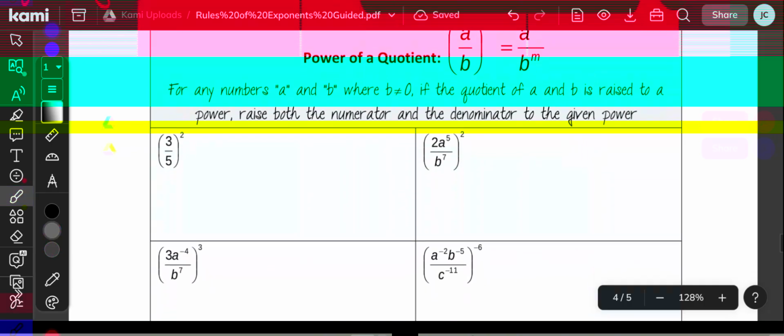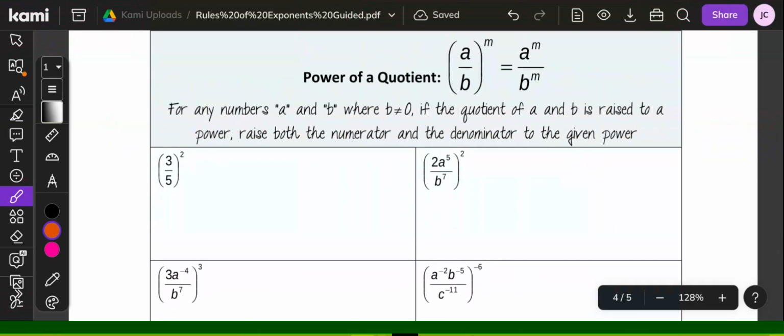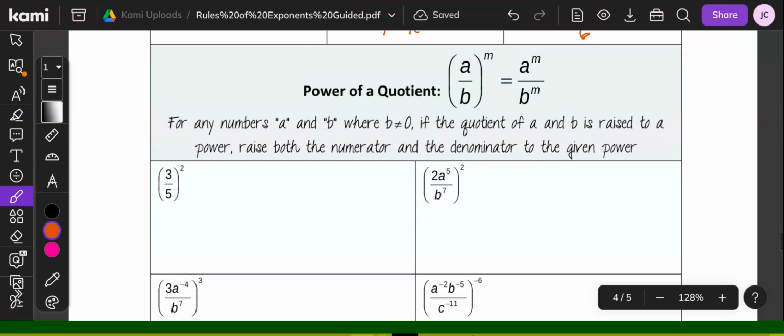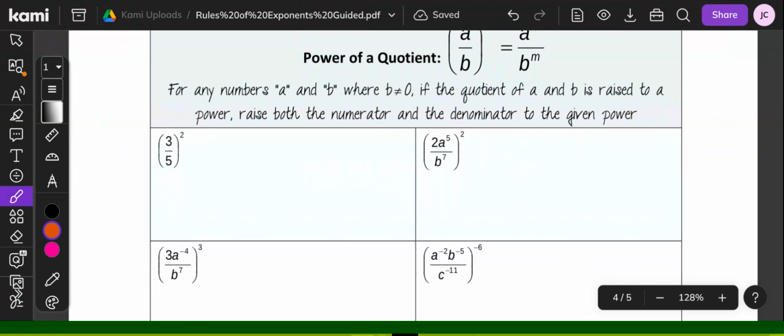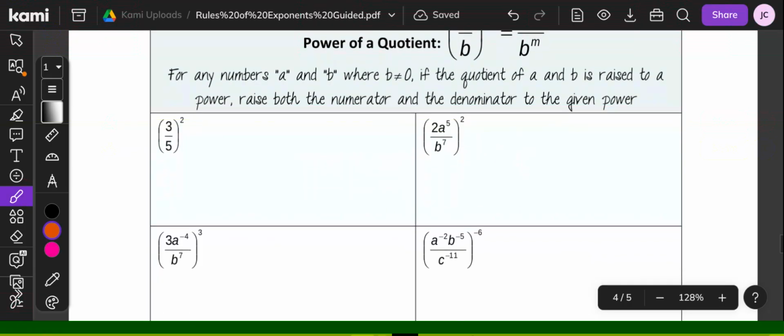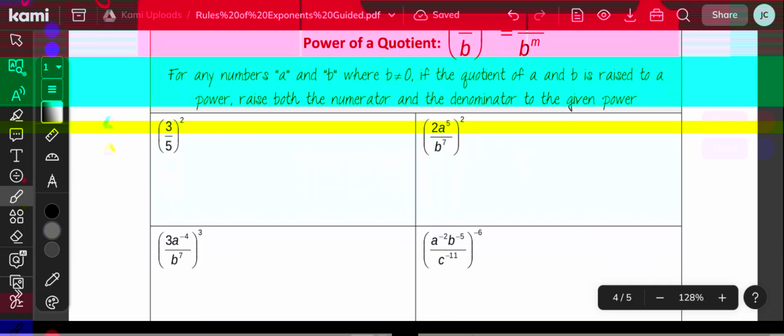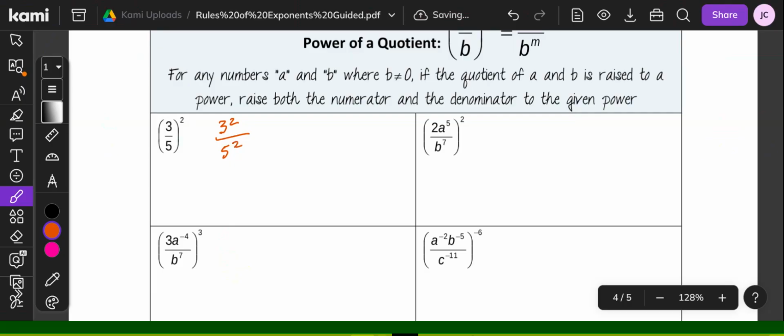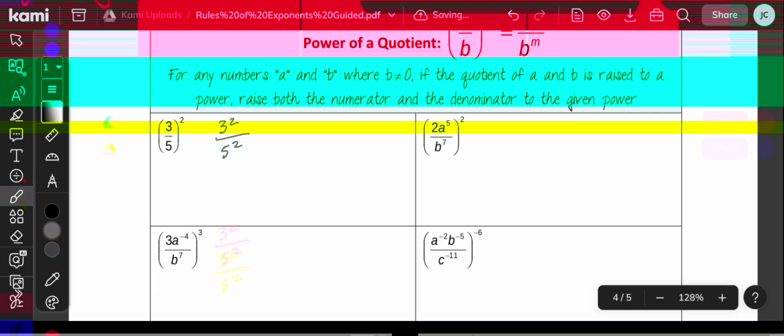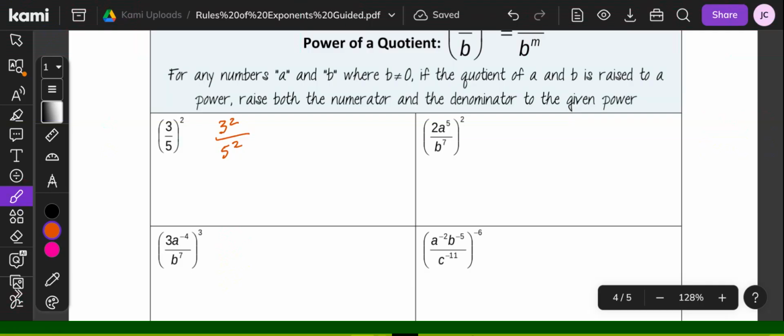Okay, and when we have division, and there's parentheses around it, and there's an exponent on the outside, we treat this the same way. We're going to apply the exponent to each part of the division problem. So here, this is 3 to the 2nd over 5 to the 2nd. And if I wanted to, then I could take that and simplify it further, right? 9 over 25.